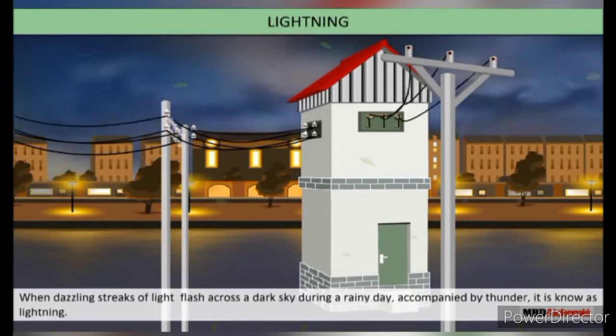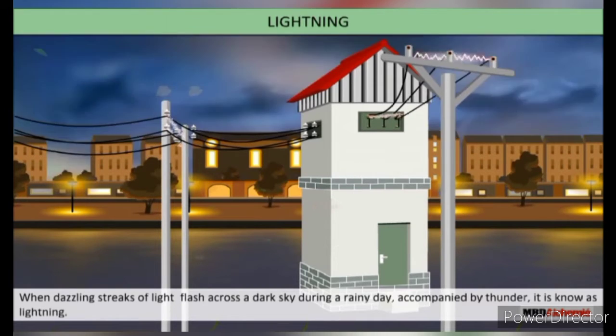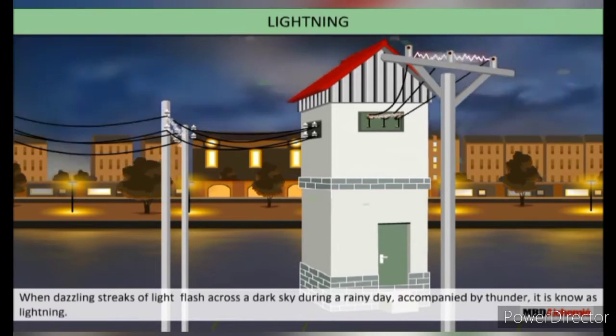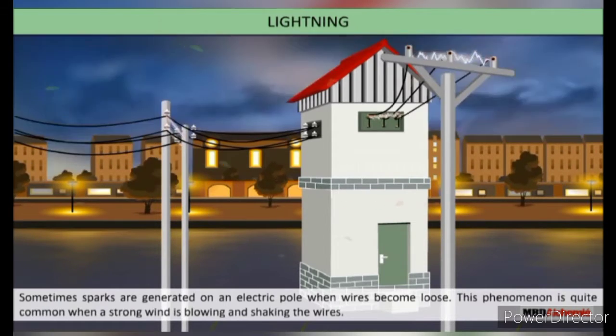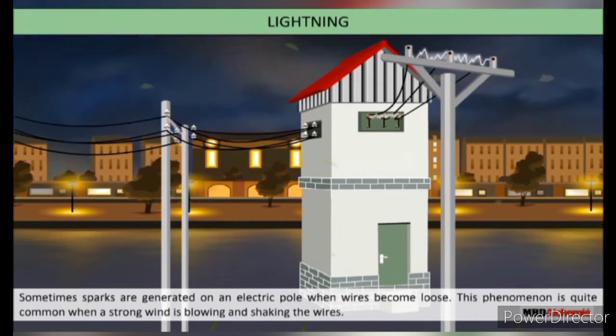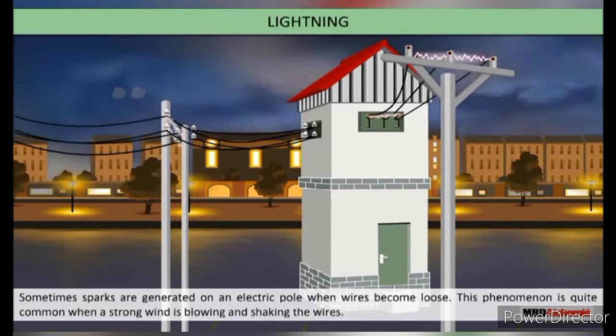When dazzling streaks of light flash across a dark sky during a rainy day, accompanied by thunder, it is known as lightning. Sometimes sparks are generated on an electric pole when wires become loose. This phenomenon is quite common when a strong wind is blowing and shaking the wire.